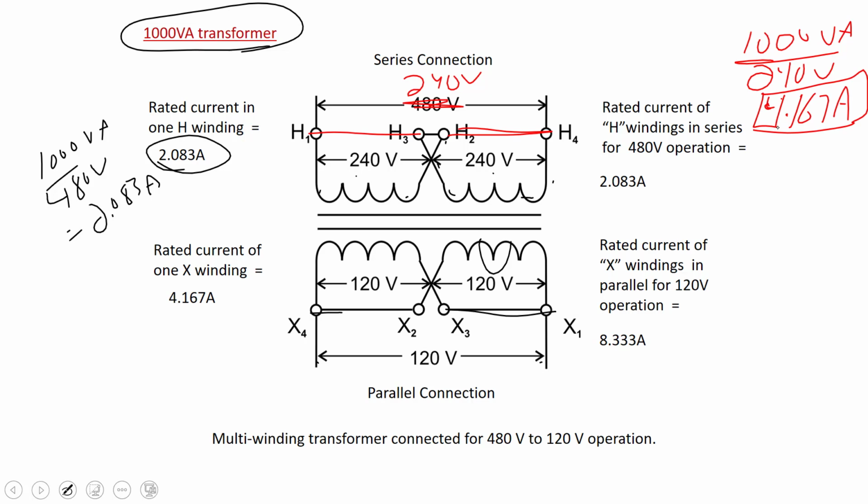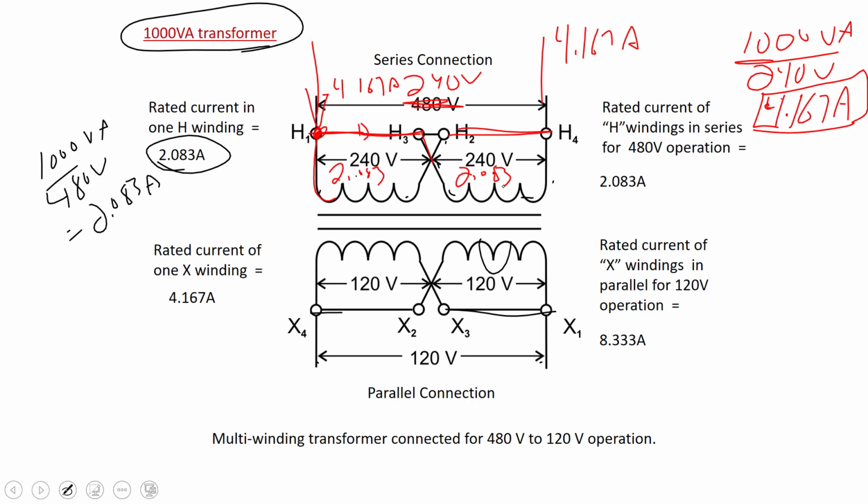But has the current exceeded the rating through each winding? If we follow the path, we have 4.167 amps flowing in, and 4.167 amps flowing out. But what happens here is this current splits. Half of that, which is 2.083, goes through the first 240 winding, and the other half flows to the second winding. So the current splits because they're in parallel.